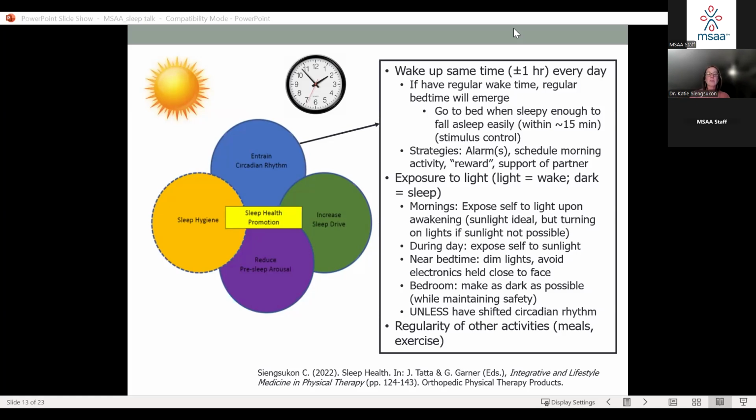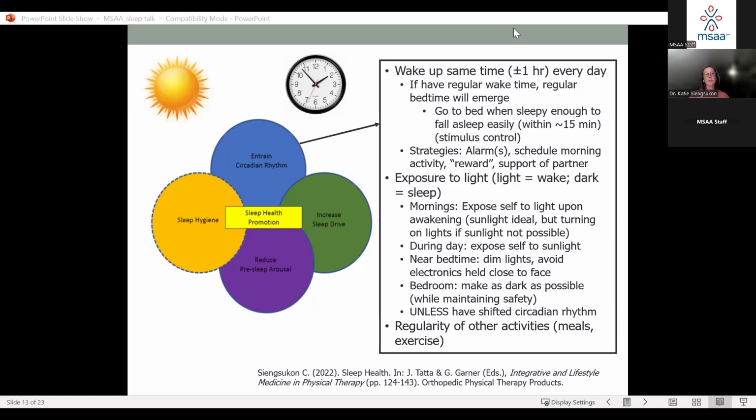Last bullet on this page, there's really some fascinating research that's coming out about how the regularity of other activities may also help at least inform our circadian rhythm. So like regularity of meals, regularity of exercise, that also can contribute to helping to entrain circadian rhythm. Not to the same degree that light and dark will, but can also have an impact as well.